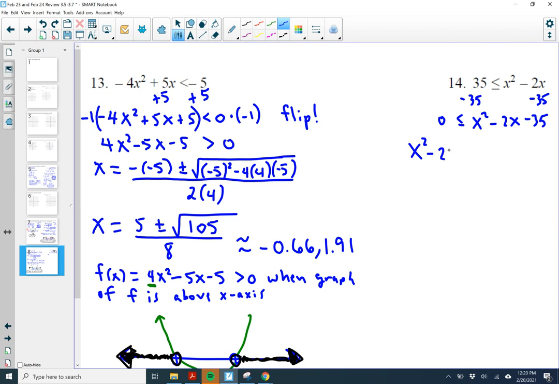X squared minus 2x minus 35 is greater than or equal to 0. Read it backwards. X squared minus 2x minus 35 is greater than or equal to 0. And then I'm going to see if I can factor that. I've got negative 35, and I need two numbers that multiply to create negative 35 and have a sum of negative 2. That would be positive 5, negative 7. We get a sum of negative 2.